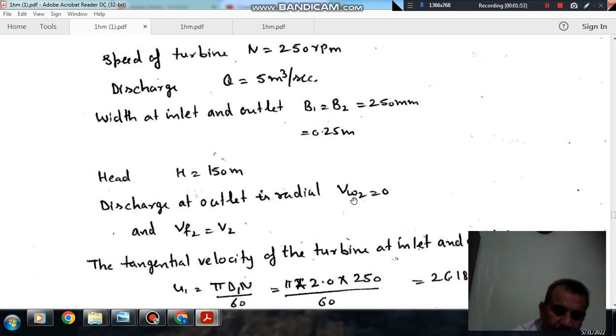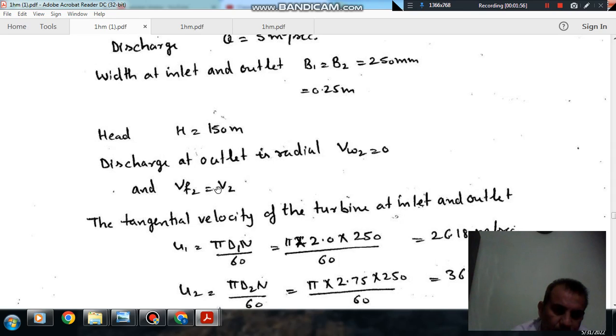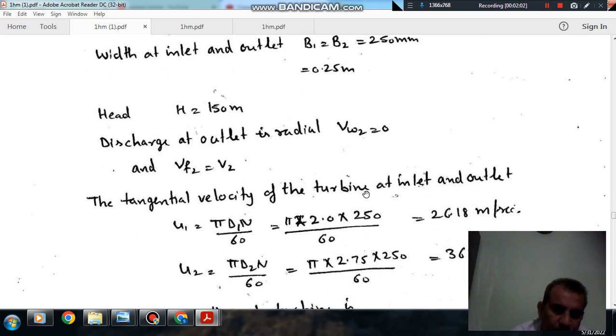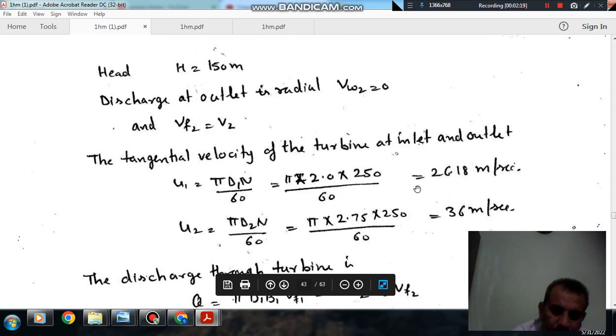Since there is a radial discharge, there is no work component of velocity, so Vf2 is equal to V2. The absolute velocity is only that Vf2. And the tangential velocity of the turbine at inlet and outlet correspond to inner and outer diameter respectively, because this is an outward flow reaction turbine. So U1 will correspond to 2 meter and U2 to 2.75 meter. U1 is 26.18 meter per second and U2 is 36 meter per second.